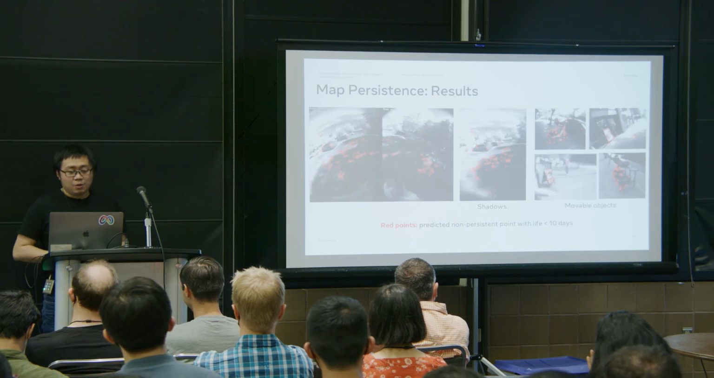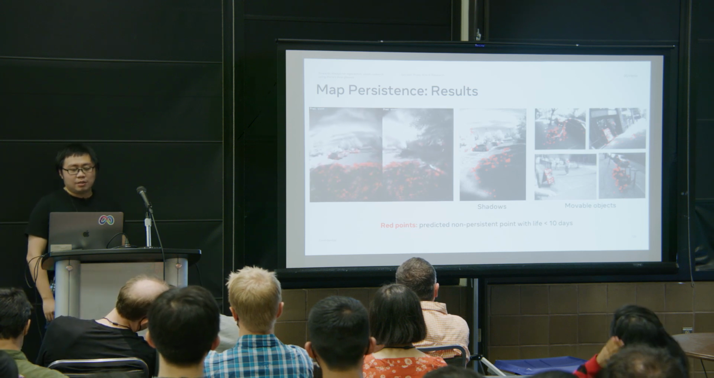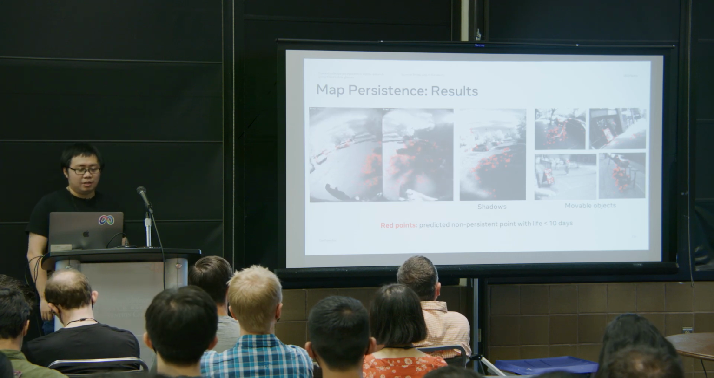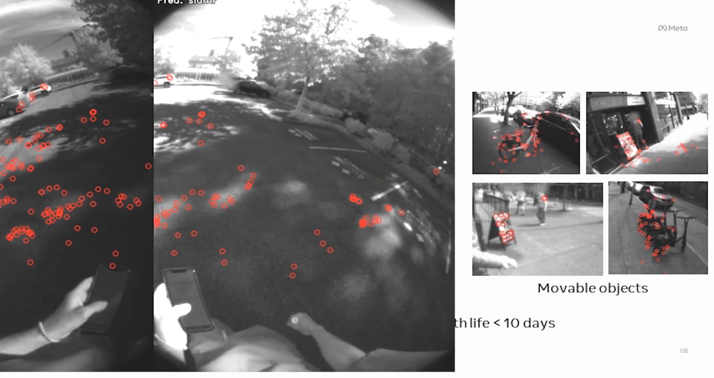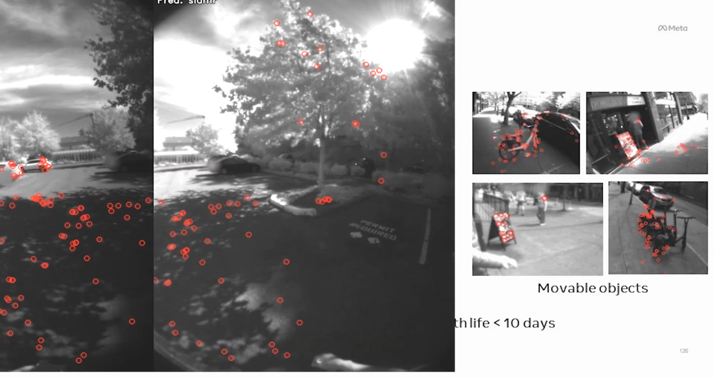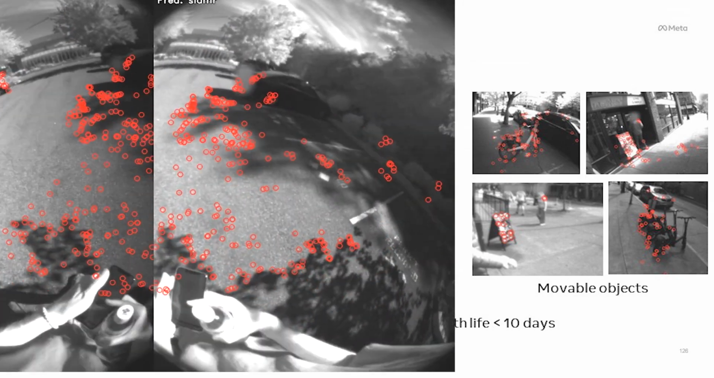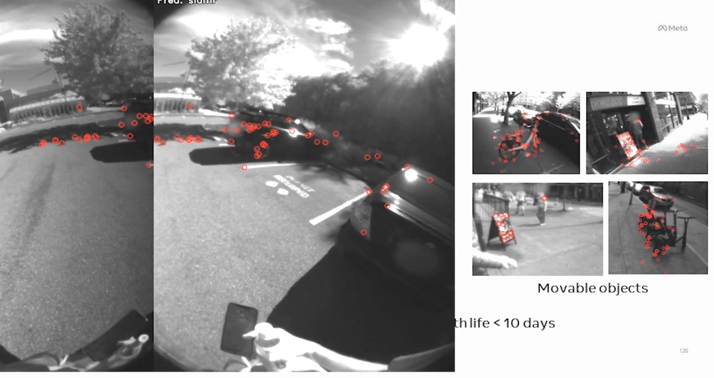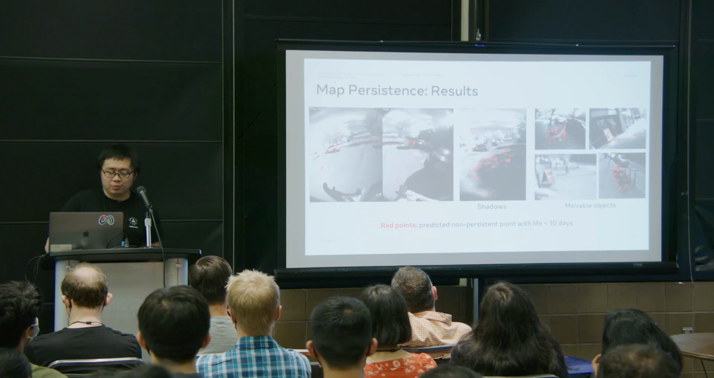Given such data sets, we train a neural network to predict the per-point lifetime. The result can be used to tell whether a point is useful for long-term mapping or not as soon as we detect it. Here we show some results using red points to mark map points that have been identified as non-persistent. We can see that movable objects like bikes, signs, and humans are marked as non-persistent, while there are only a few points on the ground, and most of them are shadows, which are not persistent for sure.